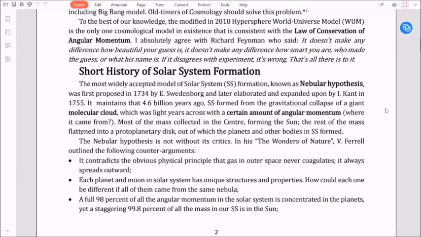In his The Wonders of Nature, Farrell outlined the following counter-arguments. It contradicts the obvious physical principle that gas in outer space never coagulates, it always spreads outward. Each planet and moon in the solar system has unique structures and properties. How could each one be different if all of them came from the same nebula? A full 98% of all the angular momentum in the solar system is concentrated in the planets, yet a staggering 90.8% of all the mass in our solar system is in the sun.